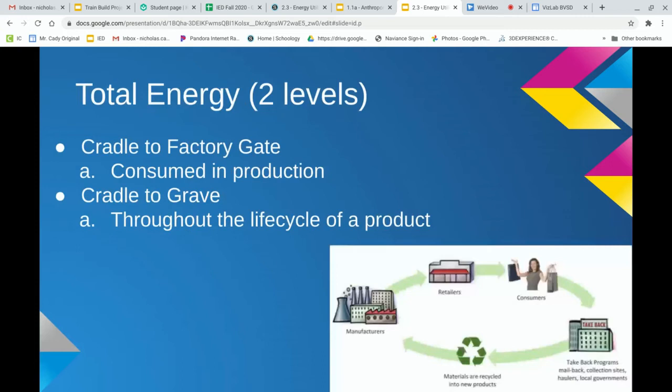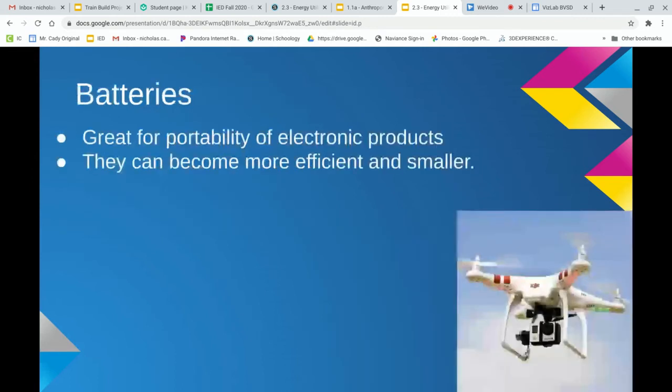Total energy. There's two levels of the total energy involved in a product. You can have what's called cradle to factory gate. So basically from the harvesting of the raw materials to the actual production of the product. And then when you ship it out, only through that point. So it's the amount of energy consumed through production. You also have cradle to grave. So that includes the amount of energy not only through production, but also the entire life of that product and into the disposal of that product.